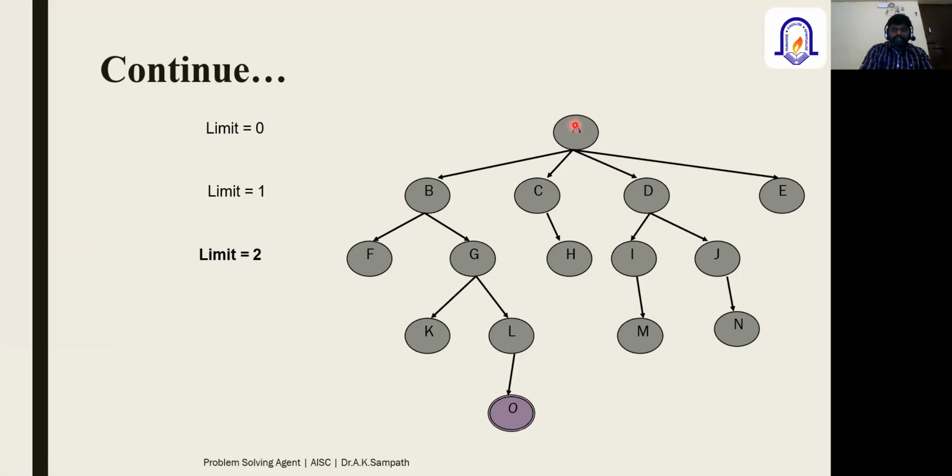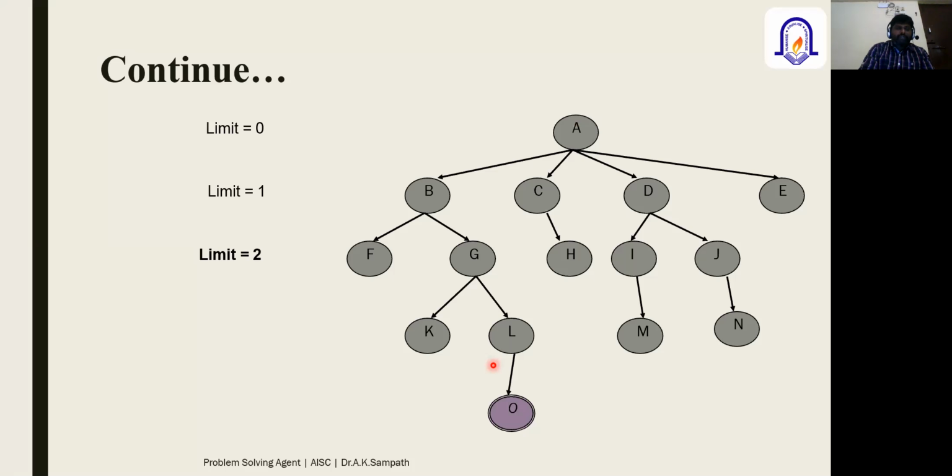Right now, A is the root node and it has four children, B, C, D, E. Again, B has two children, which are F and G, C has a child H, and D has children I and J. So by this you can identify the root node with their respective children.